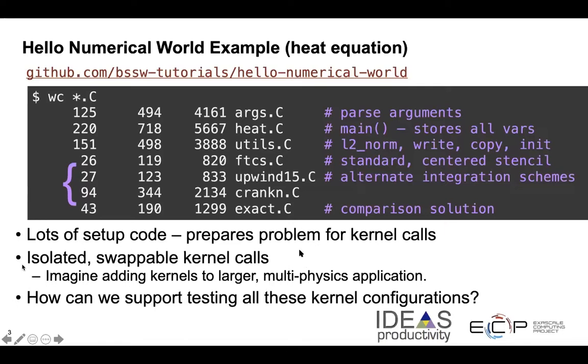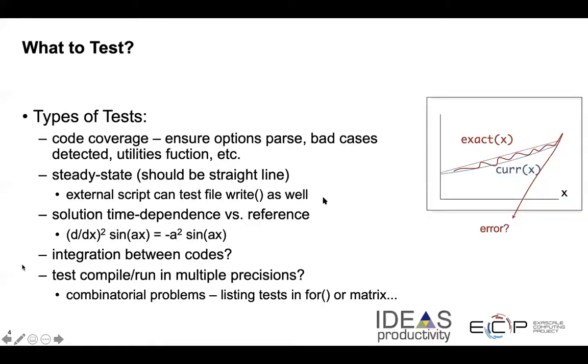And the question that I want to talk about is, how can we support testing all these different kernel configurations? That means that we want to make some sort of test where we'll exercise the heat equation, and we'll check whether the time integral, the solution at a particular point in time, is matching what we expect the solution should be.